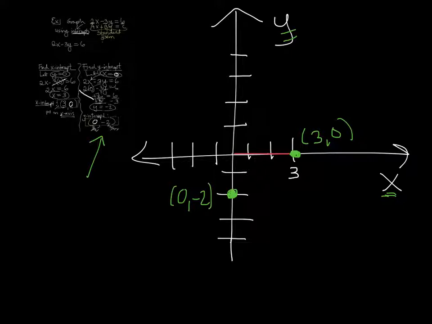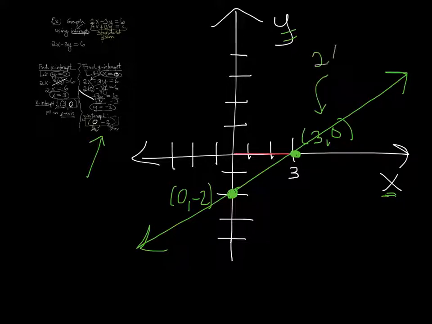So we have 2 points, so then we just connect the dots like we learned in kindergarten. So that's your equation of the line. This is 2x minus 3y equals 6.